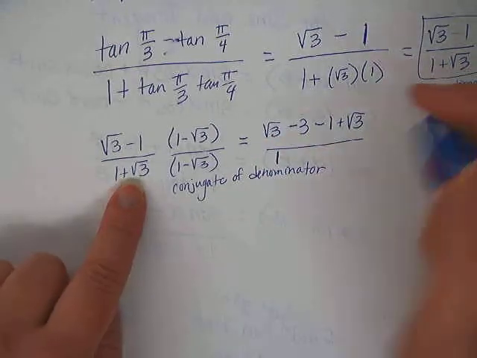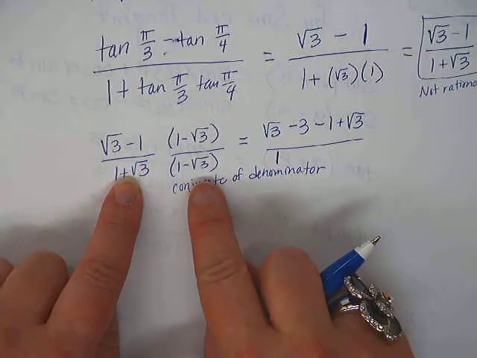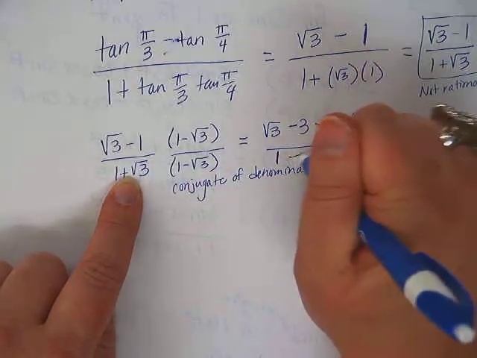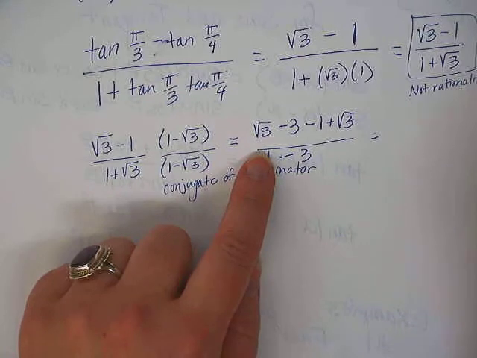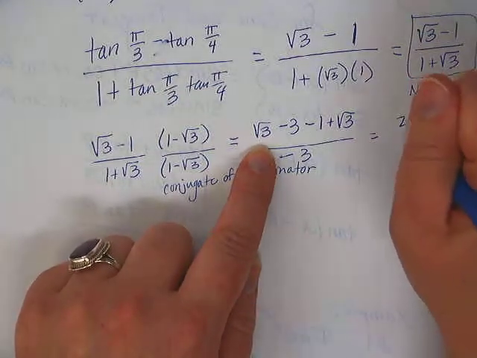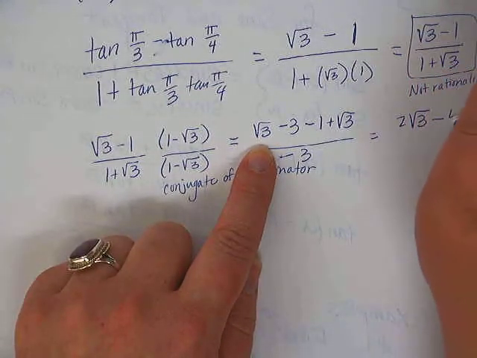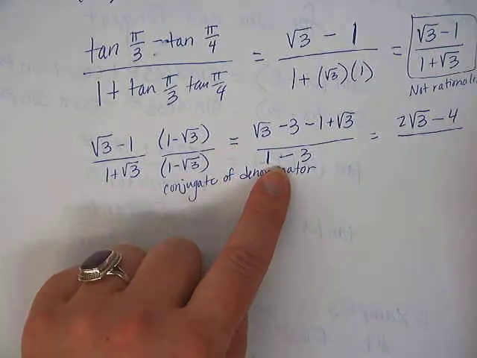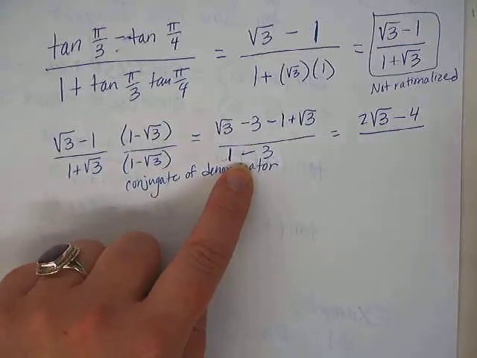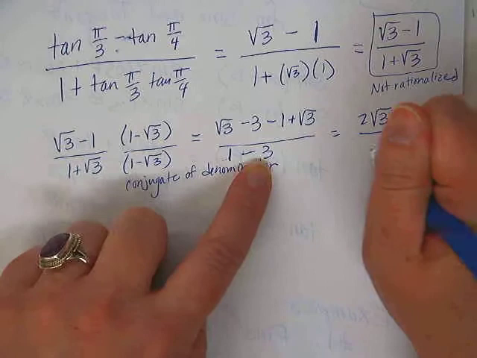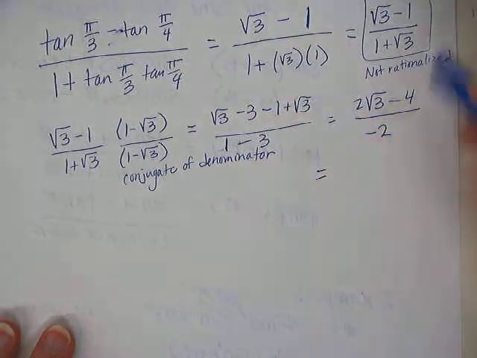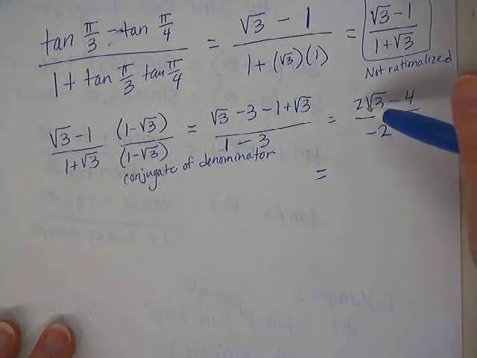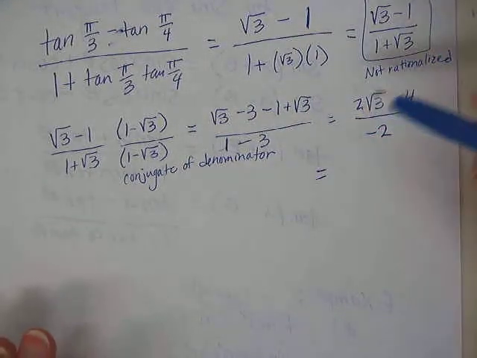And then we have 1 times negative square root of 3 and square root of 3 times 1, which cancels out. That's the whole purpose of the conjugate, so you get your square roots to cancel. And then you have a negative square root of 3 and a positive square root of 3, which gives us a negative 3. So then the top, we combine like terms. 2 square root 3, very well done, minus 4 over the denominator, which is what? 1 minus 3 is a negative 2.